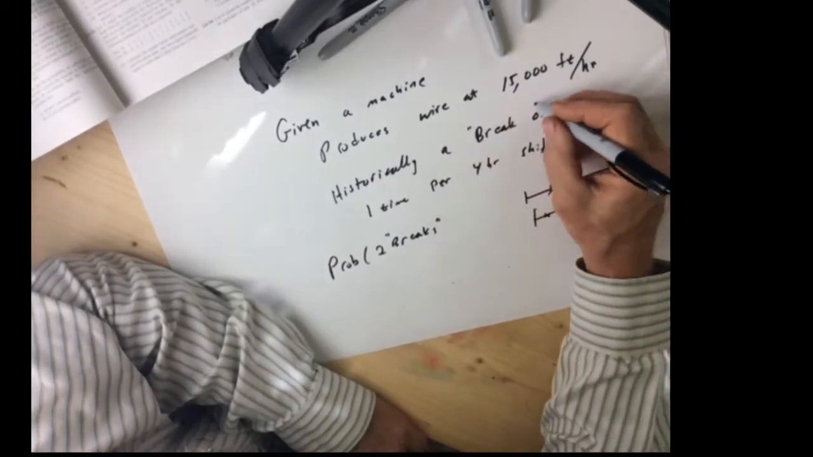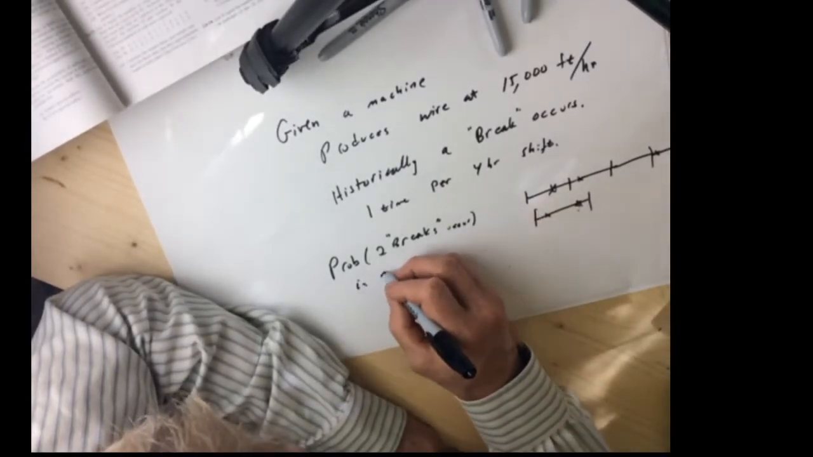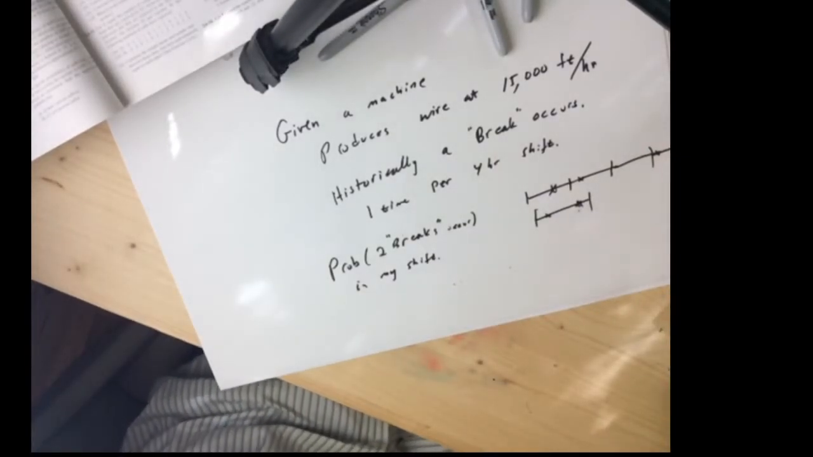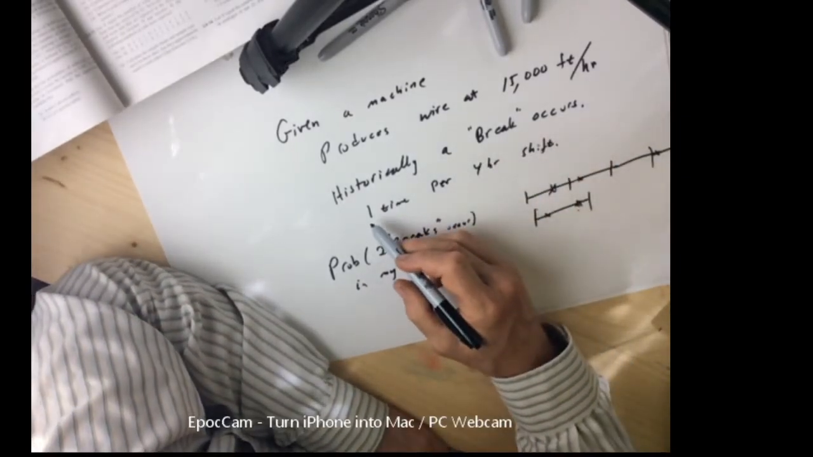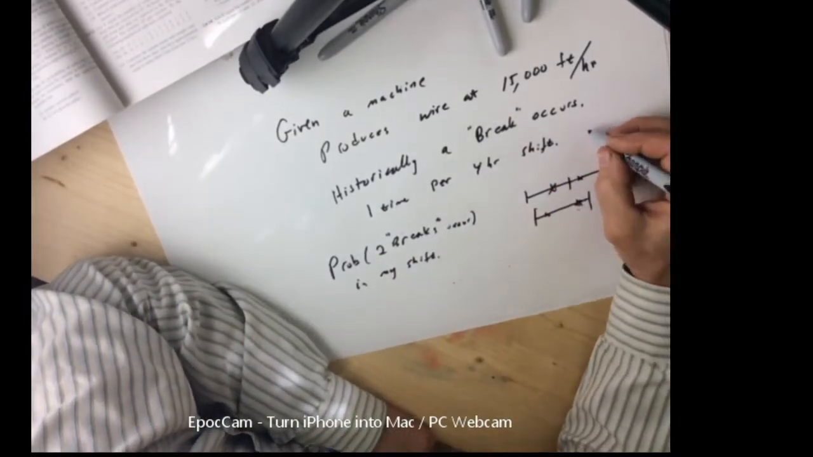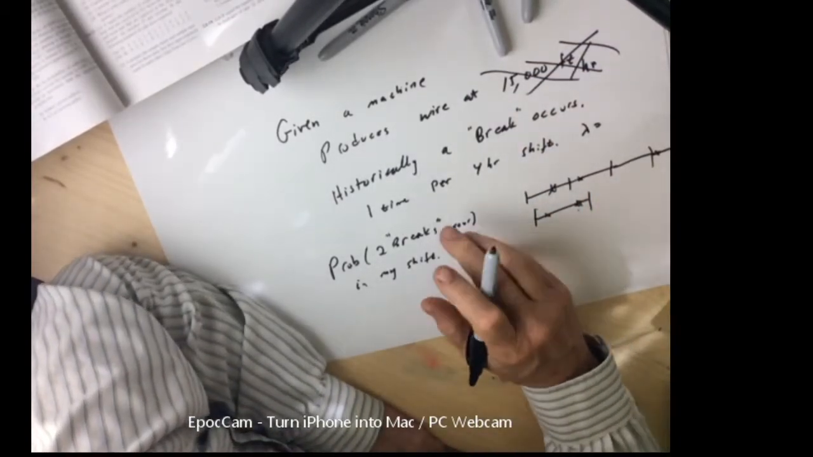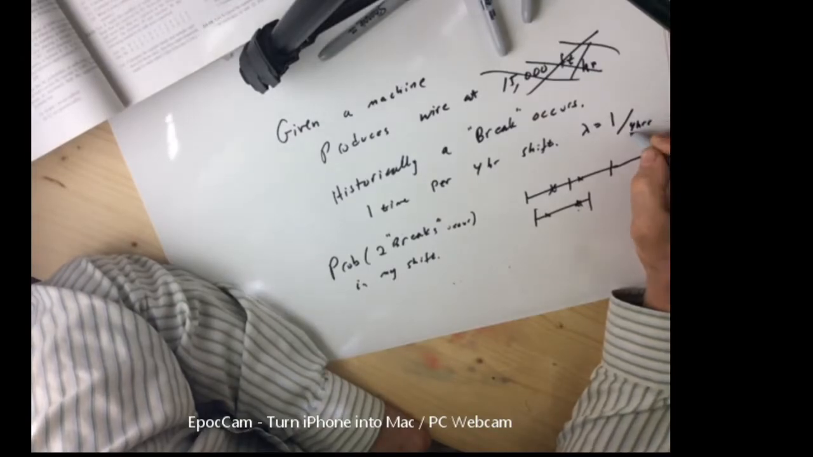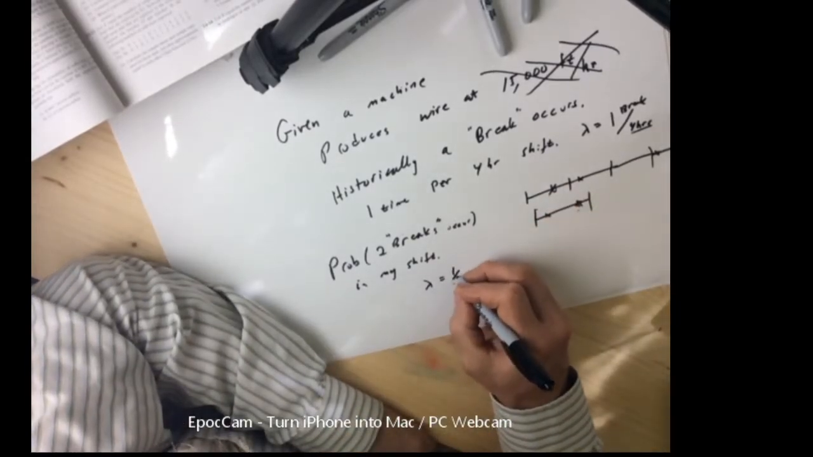The wire breaks occur in my shift. Now, in order to make this a good Poisson problem, we have to know what's the rate that's applying. Well, the rate is the breaks occur once per 4-hour shift. So the 15,000 feet per hour has nothing to do with this. That's a rate, but that has nothing to do with the problem. That's extraneous to the problem. The break is 1 per 4 hours. So we're going to use a lambda equals a quarter.